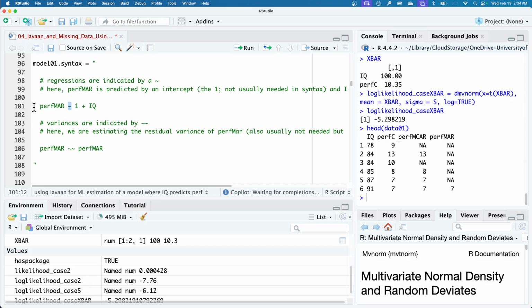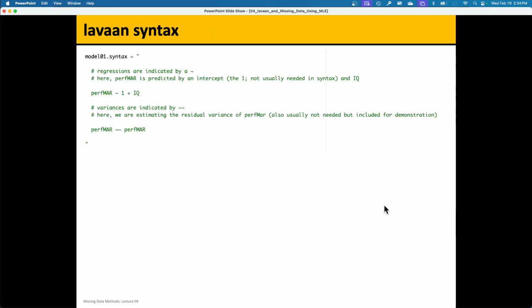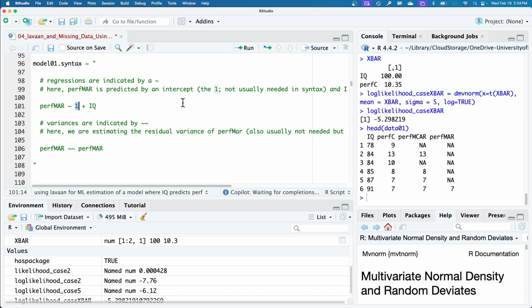Perf_mar tilde. The thing on the left side of the tilde is your dependent variable. The thing on the right side of the tilde, the 1 there, is often not put if you use sem or cfa. Those fill it in for you. If you use lavaan as a function, it does not, and it gives you a nice warning about it at least. Hey, there's no intercept. But 1 refers to the intercept. And there are times in your life you may want to do something with the intercept. Like in a confirmatory factor model, you want to look for scalar invariance. You have to make constraints on your intercept. That's how you note it in the syntax.